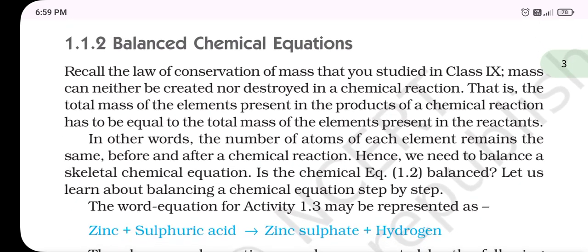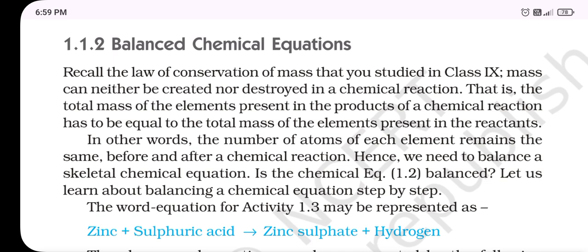Balanced chemical equations: recall the law of conservation of mass that you studied in class 9. Mass can neither be created nor destroyed in a chemical reaction. What happens in a chemical reaction? There is nothing we create and nothing we can destroy in a chemical reaction. That is, the total mass of the elements.